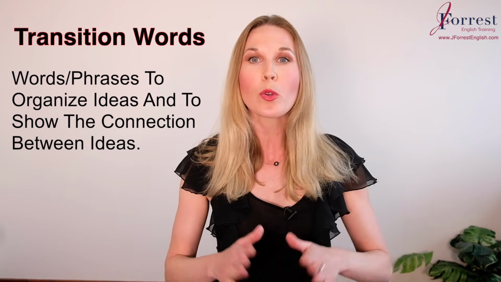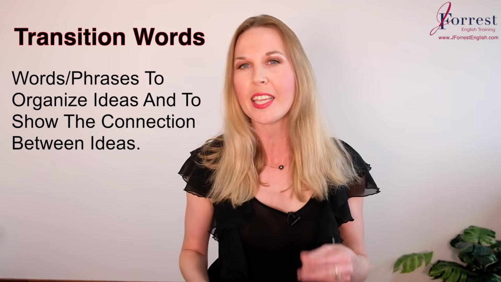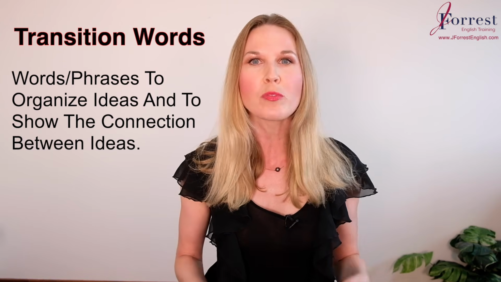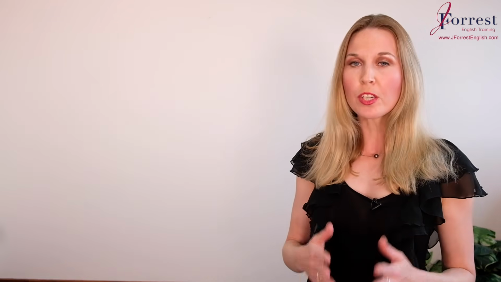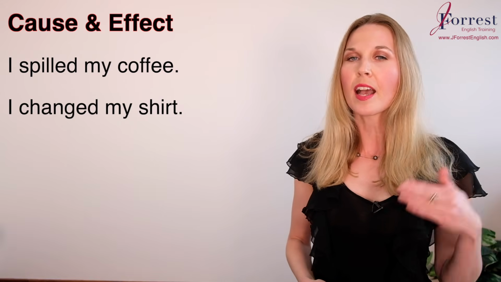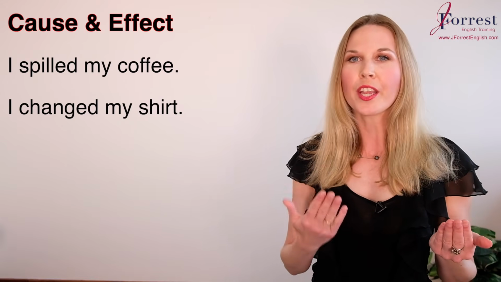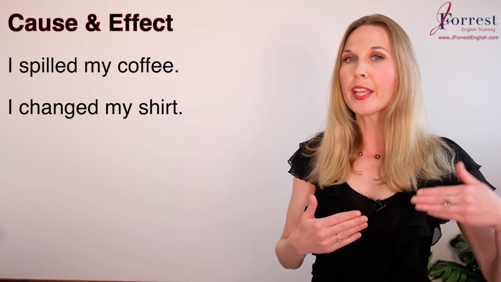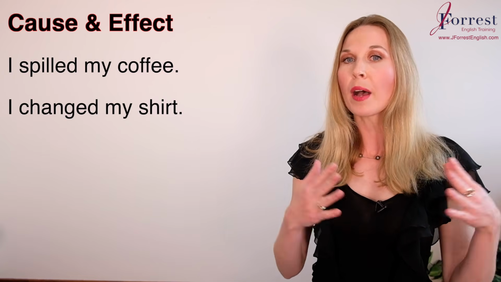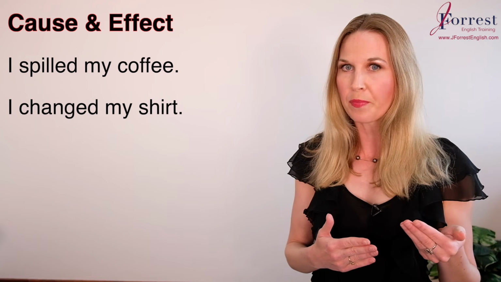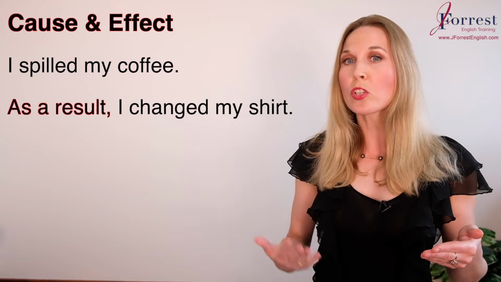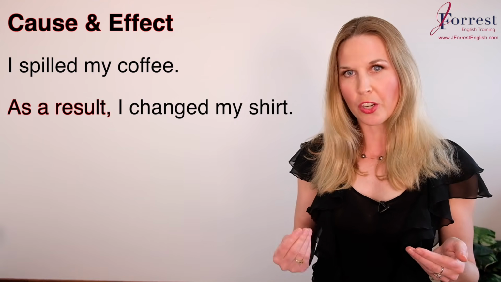So let's get started. You're going to learn over 50 transition words in this lesson. Don't feel overwhelmed. Just add them to your vocabulary as you go. Our first group of transition words are used to show cause and effect, causation. So here I have two separate ideas. I spilled my coffee, I changed my shirt. Now this is where we can use a transition word to combine these ideas together and to show the relationship between them. I spilled my coffee, as a result, I changed my shirt.